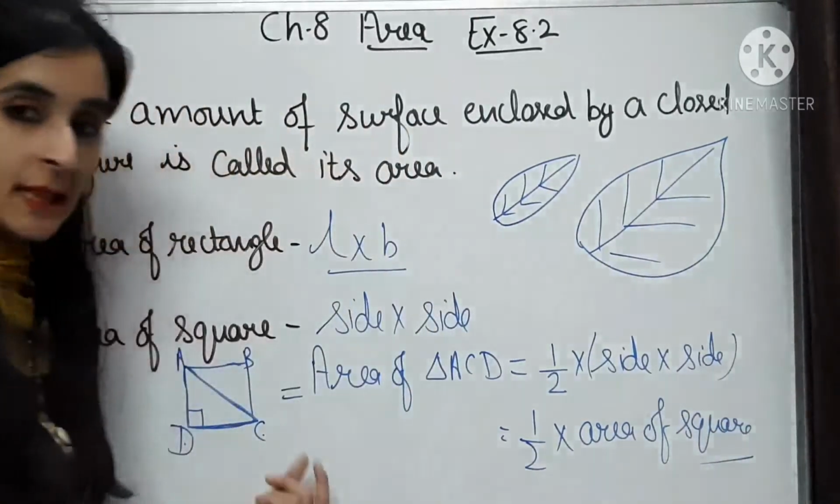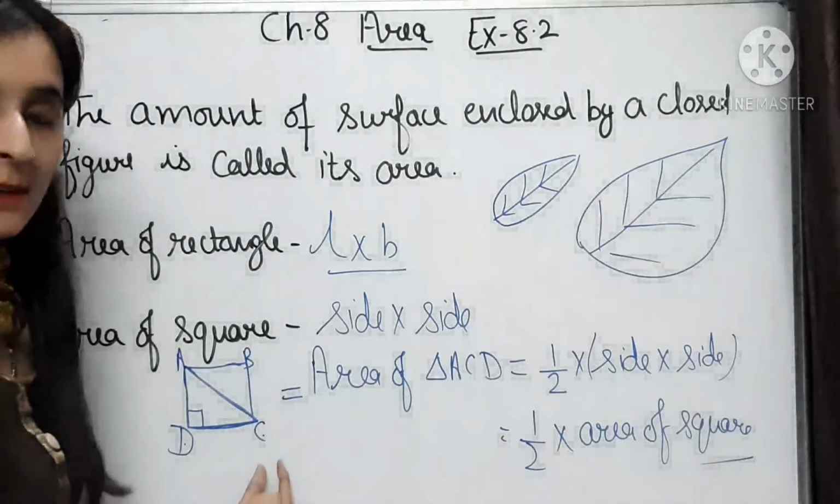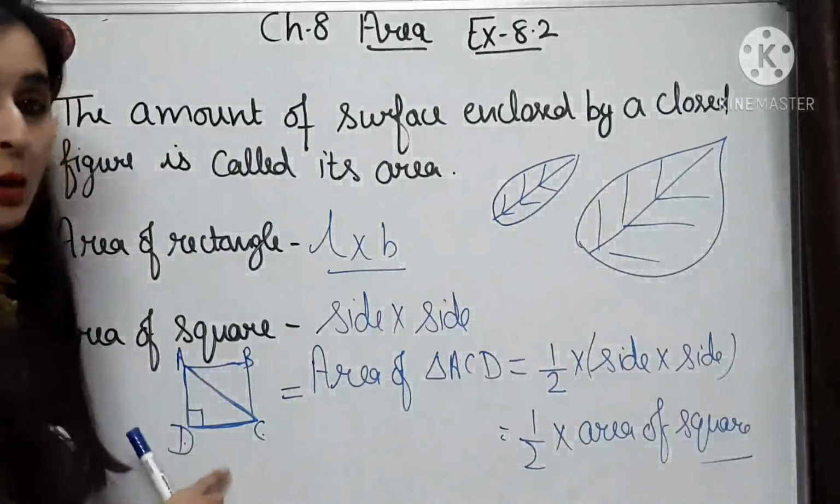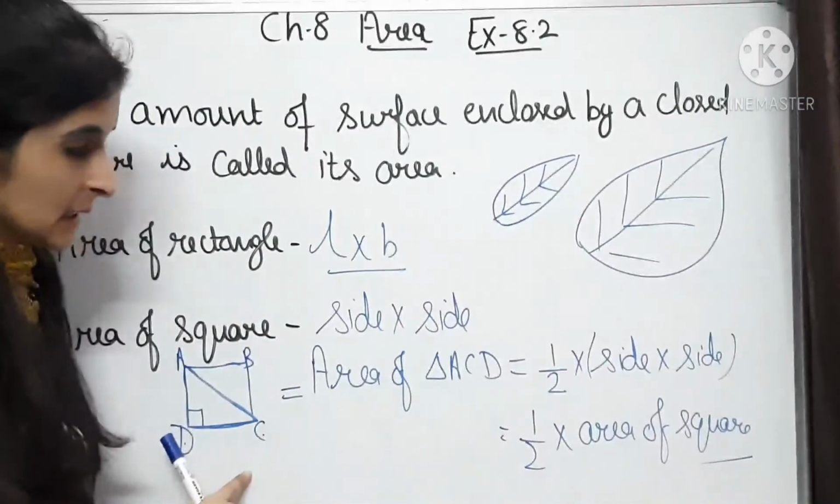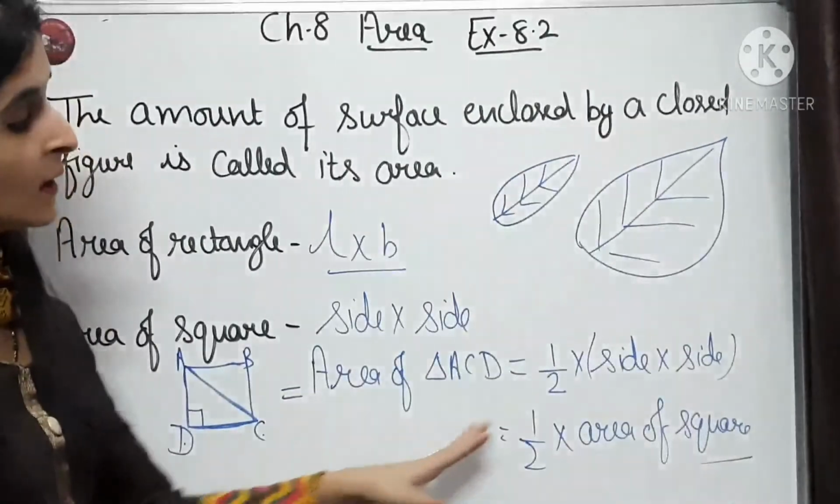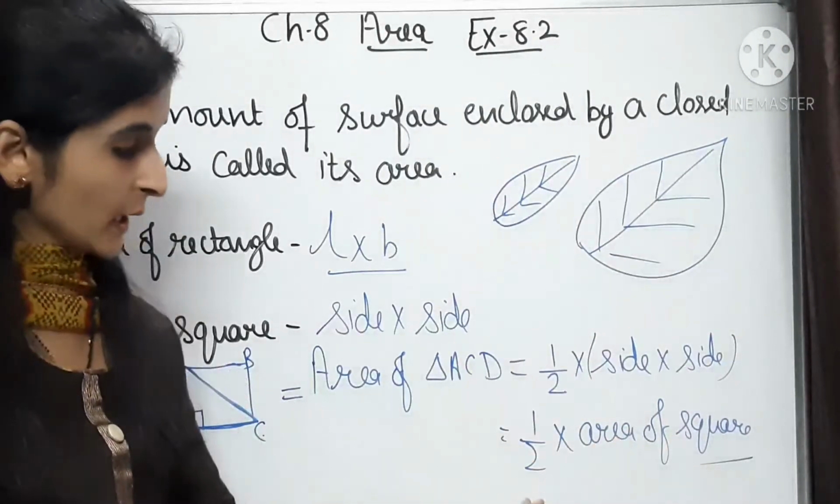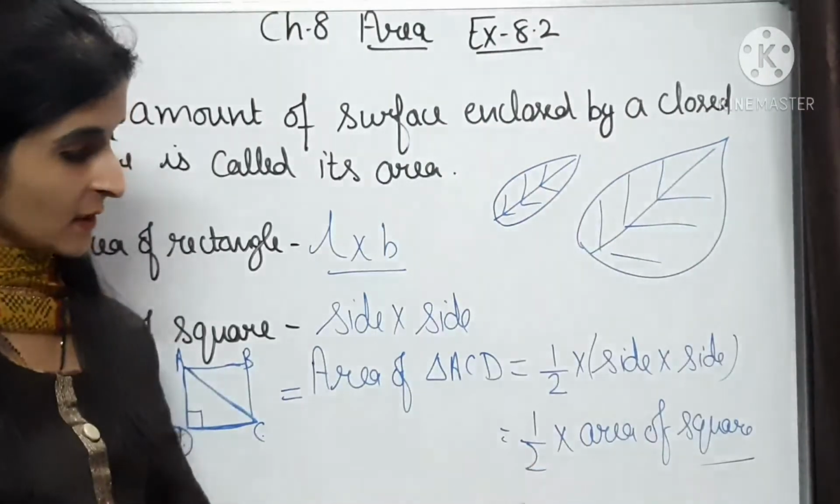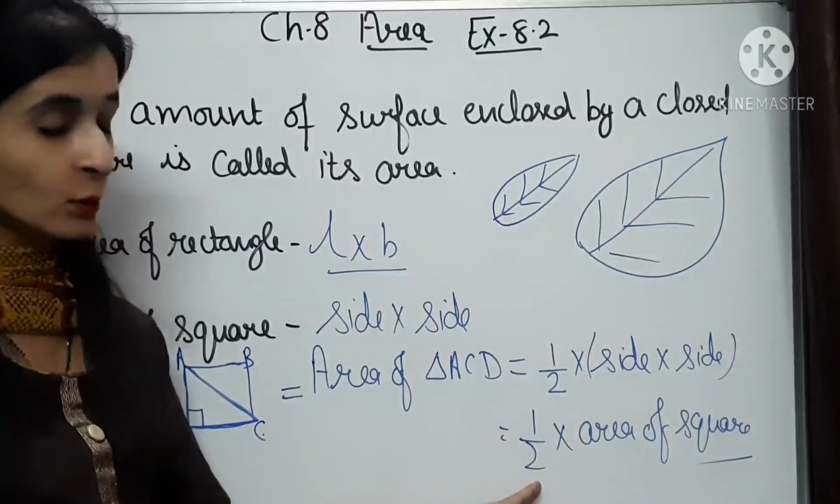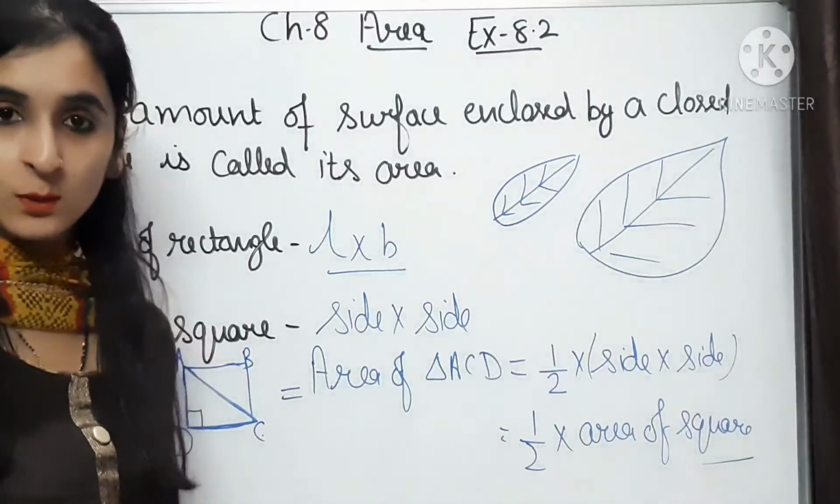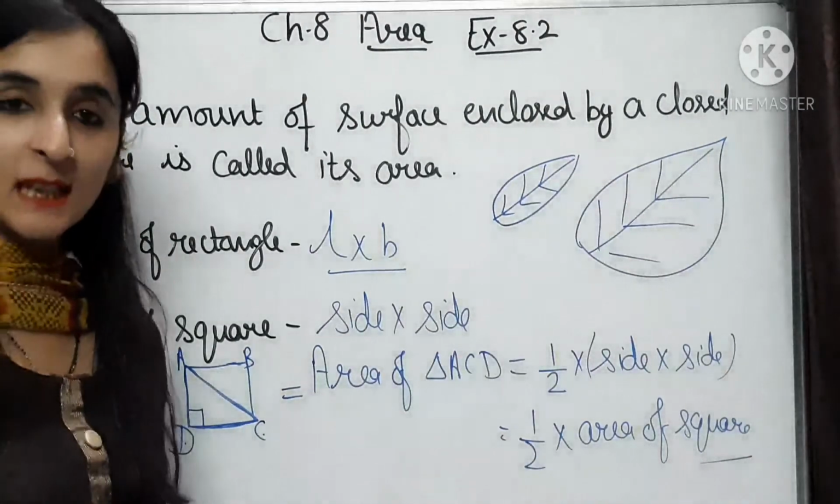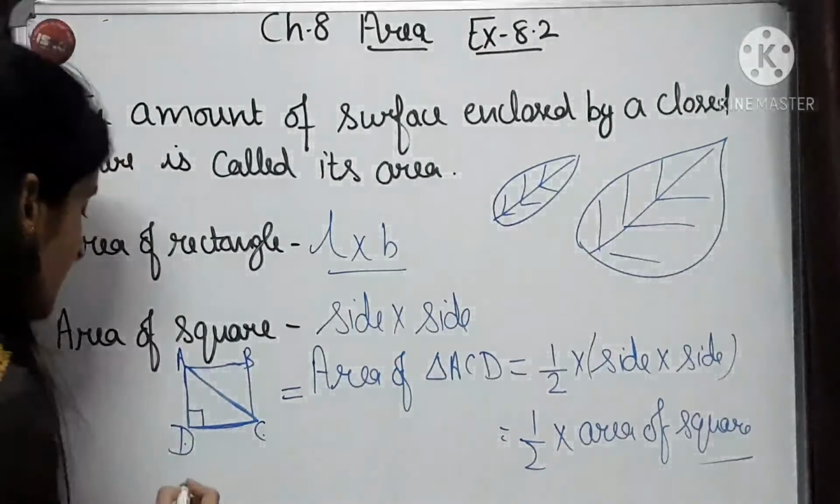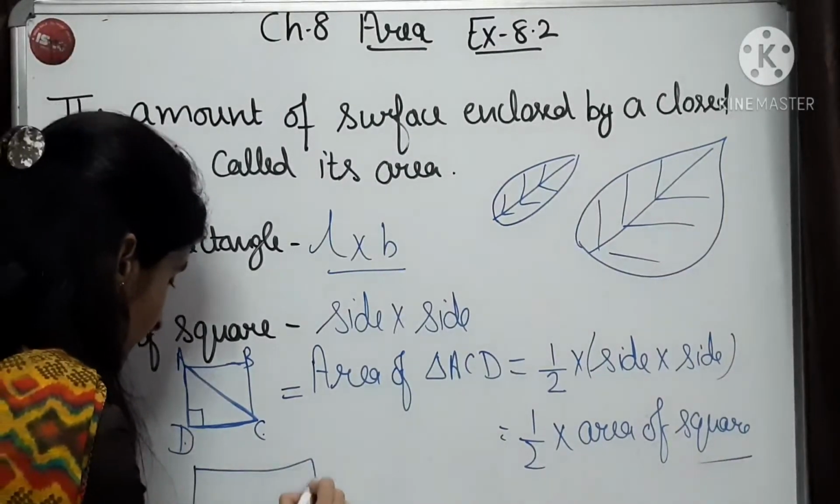So if we are given a square and we have to find out the area of this right angle triangle, then what will we do? We will divide the area of square by 2, or we can just multiply 1 by 2 by area of square. Likewise, the same is in the case when we are given a rectangle.